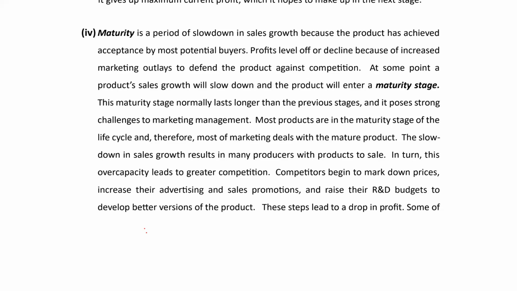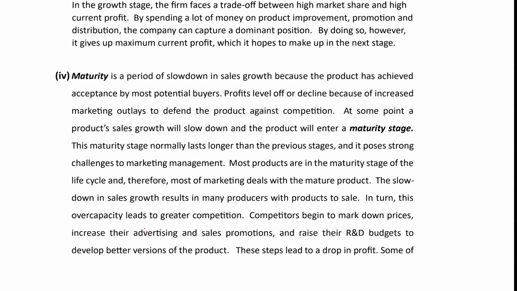Now, the maturity stage normally lasts longer than the previous stages. It poses strong challenges to marketing management. So most products are in the maturity stage of the life cycle, and therefore most of marketing deals with the mature product, right? The slowdown in sales growth results in many producers with products to sell, and then competition goes up.